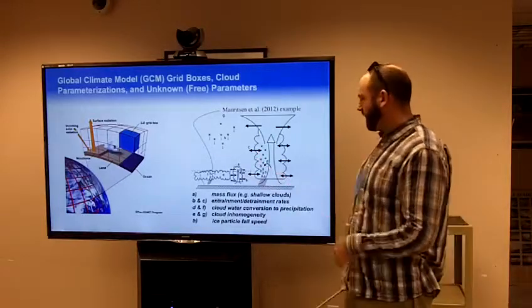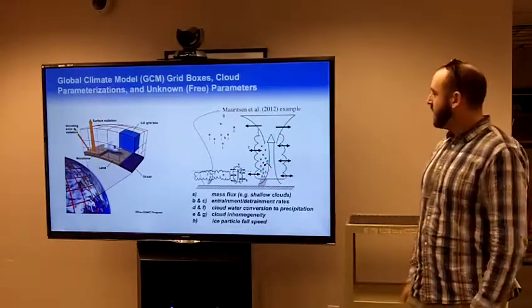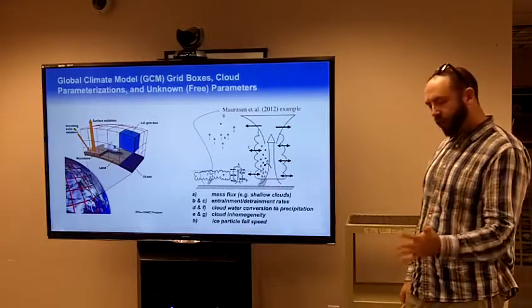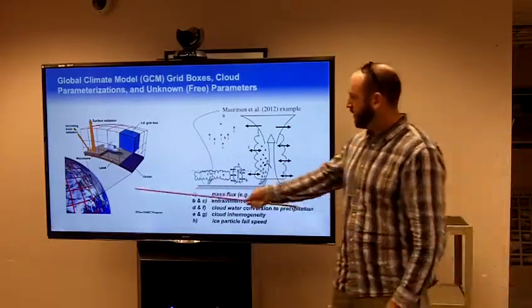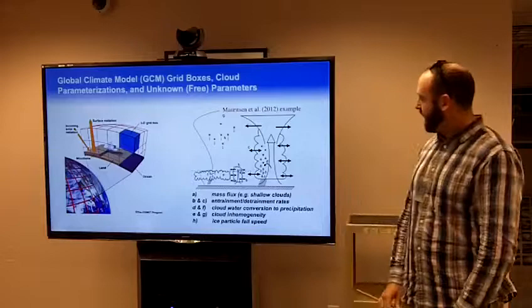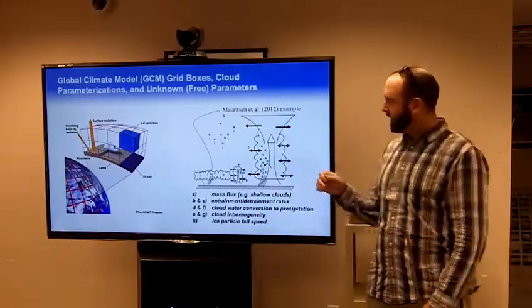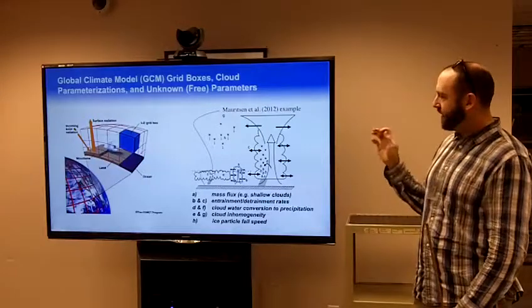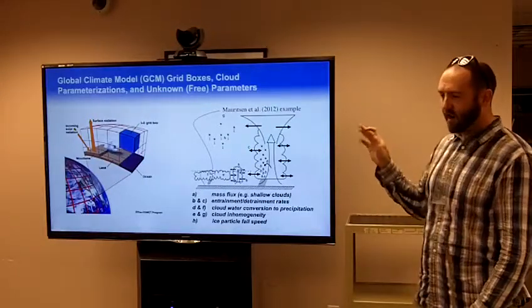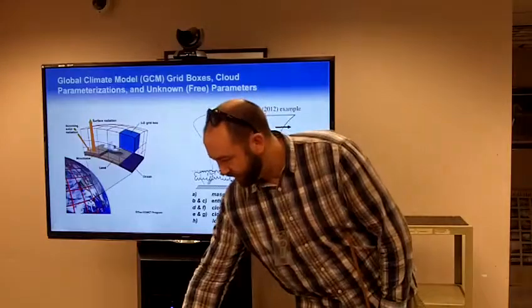These are typically set globally, right? But then these global settings impact each individual grid box. They're often put in as scaling parameters, but they typically don't change by grid box, lat-lon, or season in general.